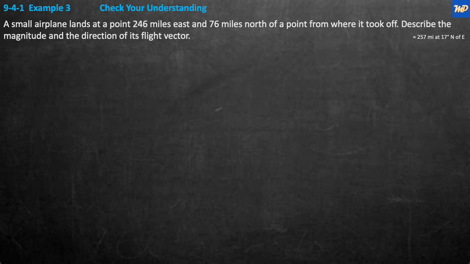Okay, example 3, check your understanding. So a small plane lands at a point 246 miles east and 76 miles north of a point from where it took off. Describe the magnitude and direction of its flight vector. Okay, so they want you to do this, so I'll give you some time. Why don't you go and stop the video, take as much time as you want. Work this problem out. When you come back, we'll work it together.